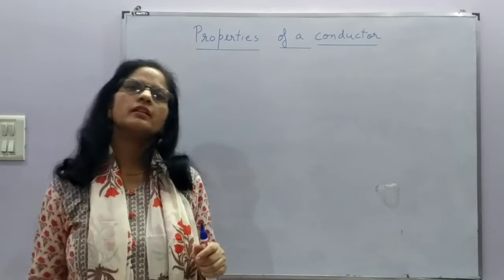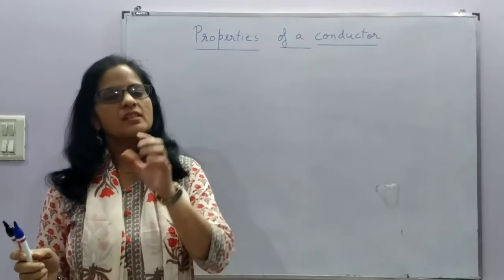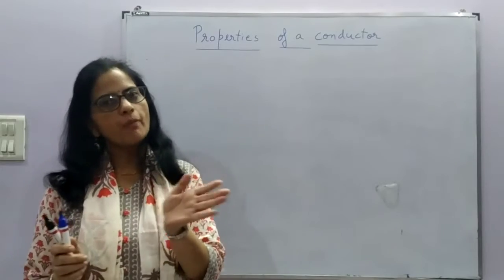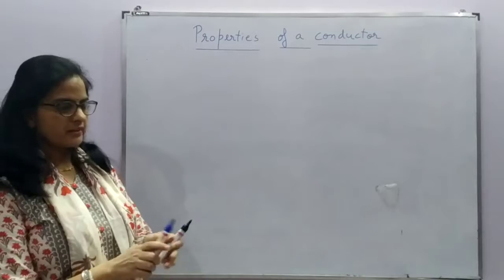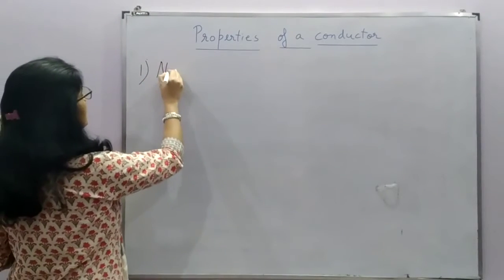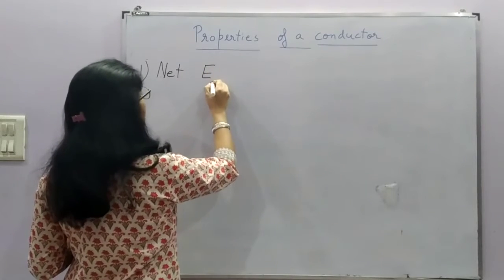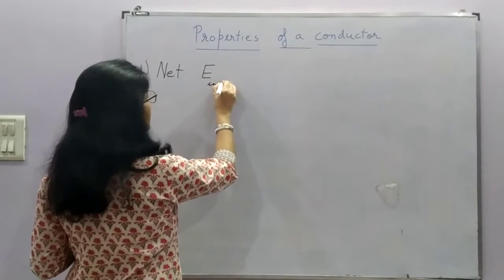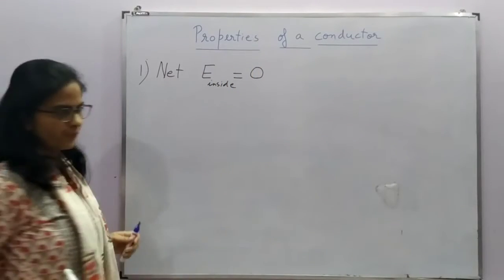But in case an external electric field is applied, these electrons are aligned in a direction; they start drifting in a direction opposite to the electric field. So for the properties of a conductor, the very first property is that the net electric field inside a conductor is 0.